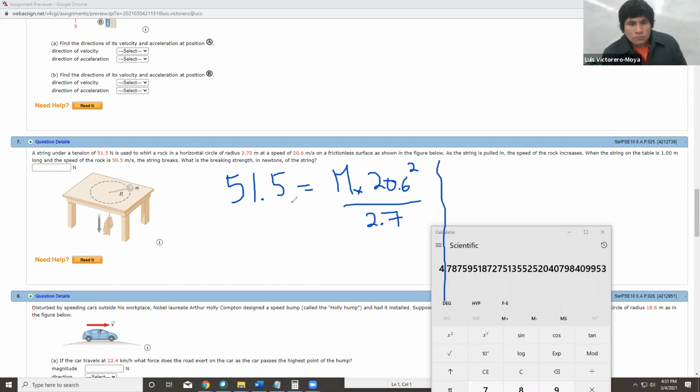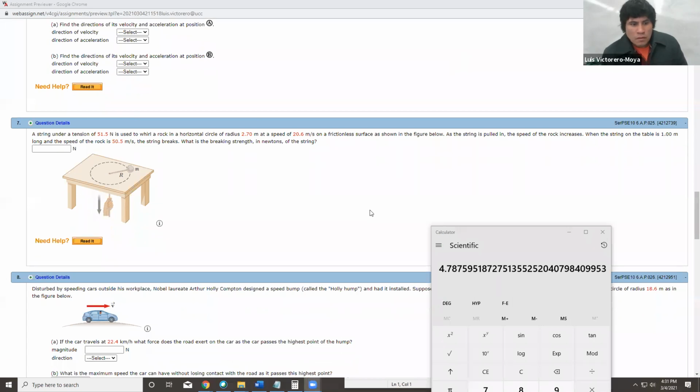And then to find the breaking strength, you use this mass times the speed now that you have, 50.5 squared, divided by the length now, which is 1. Let's say that's an easy problem.